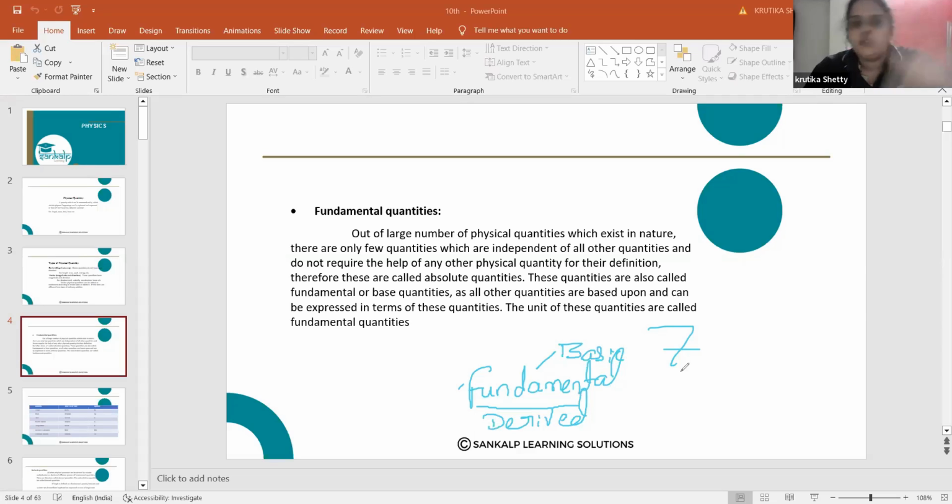Okay, so just remember the highlight here. You don't have to remember everything in full. What you need to remember is: what is a fundamental quantity? The quantities which do not depend on any other quantity. These are called fundamental quantities, and the units of such quantities are called fundamental units. Yes. So let us see what the examples of these fundamental quantities are.